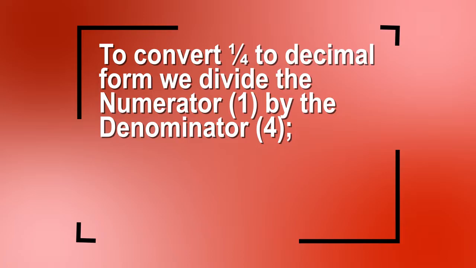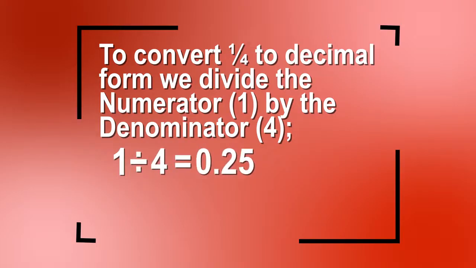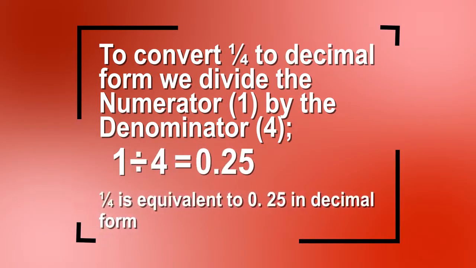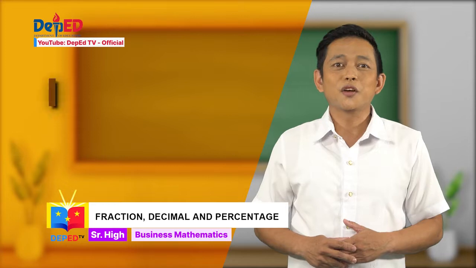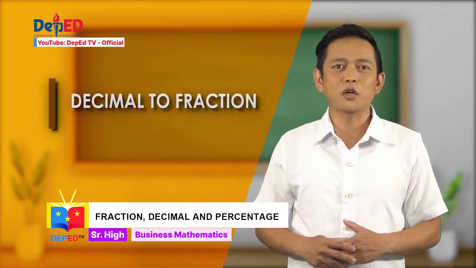To convert 1/4 to decimal form, we divide the numerator 1 by the denominator 4. 1 divided by 4 is equal to 0.25. Therefore, 1/4 is equivalent to 0.25 in decimal form. Now, let us try the reverse. Conversion of decimal into fraction form.